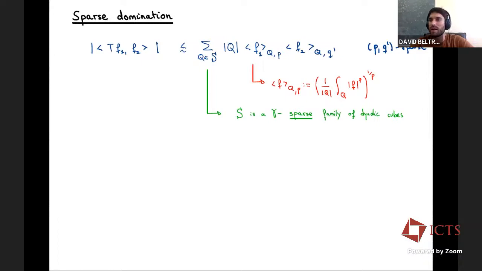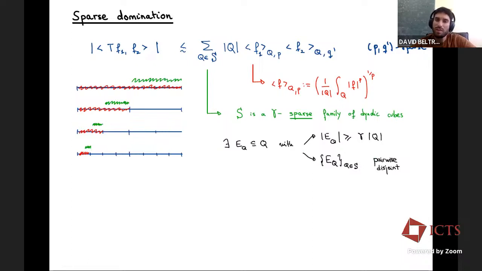Q prime for now is a number. Then the reason why prime is here will become apparent in a second. And here the sum is a sum taking over a special family of cubes. And this family of cubes is going to be what is called sparse, or gamma sparse. And what it means is that for all intents and purposes, they are disjoint cubes.